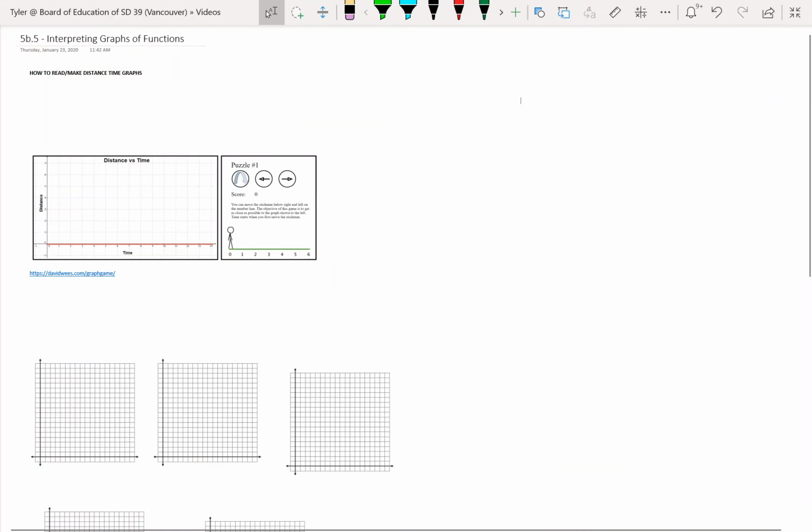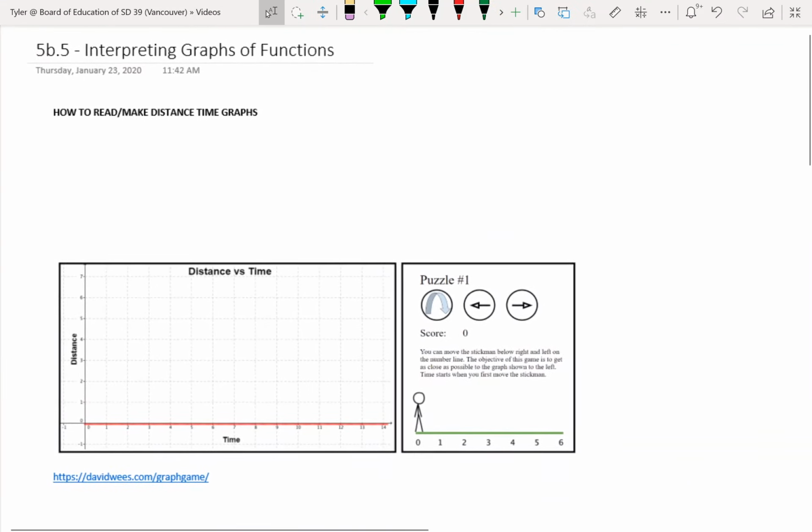All right, so we're going to do the last section of the functions unit. It's talk about graphs of functions, but the most important one, the one I want to focus on, is distance time graphs. Okay, so a distance time graph is essentially a normal graph. The time is the x-axis and distance is the y-axis.